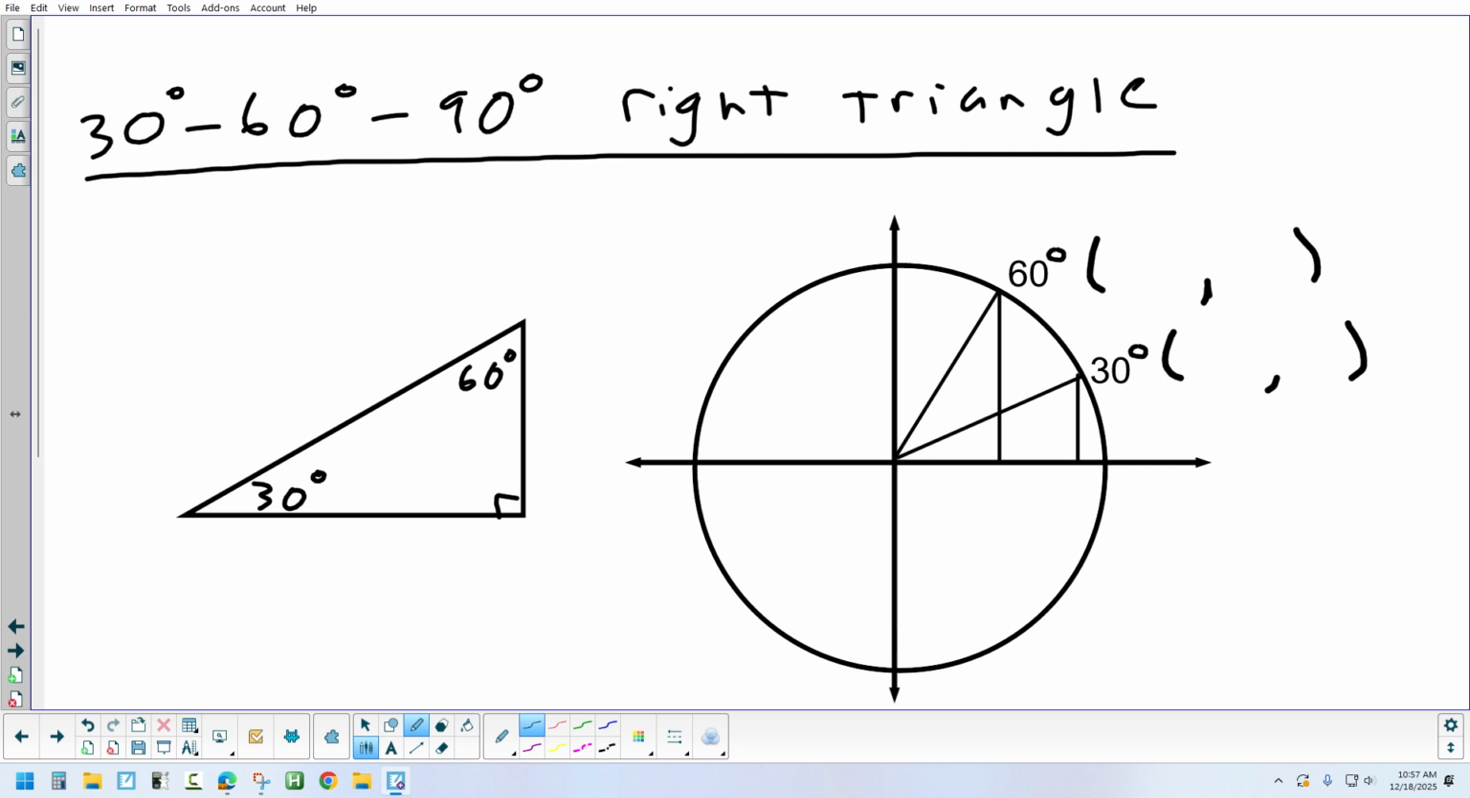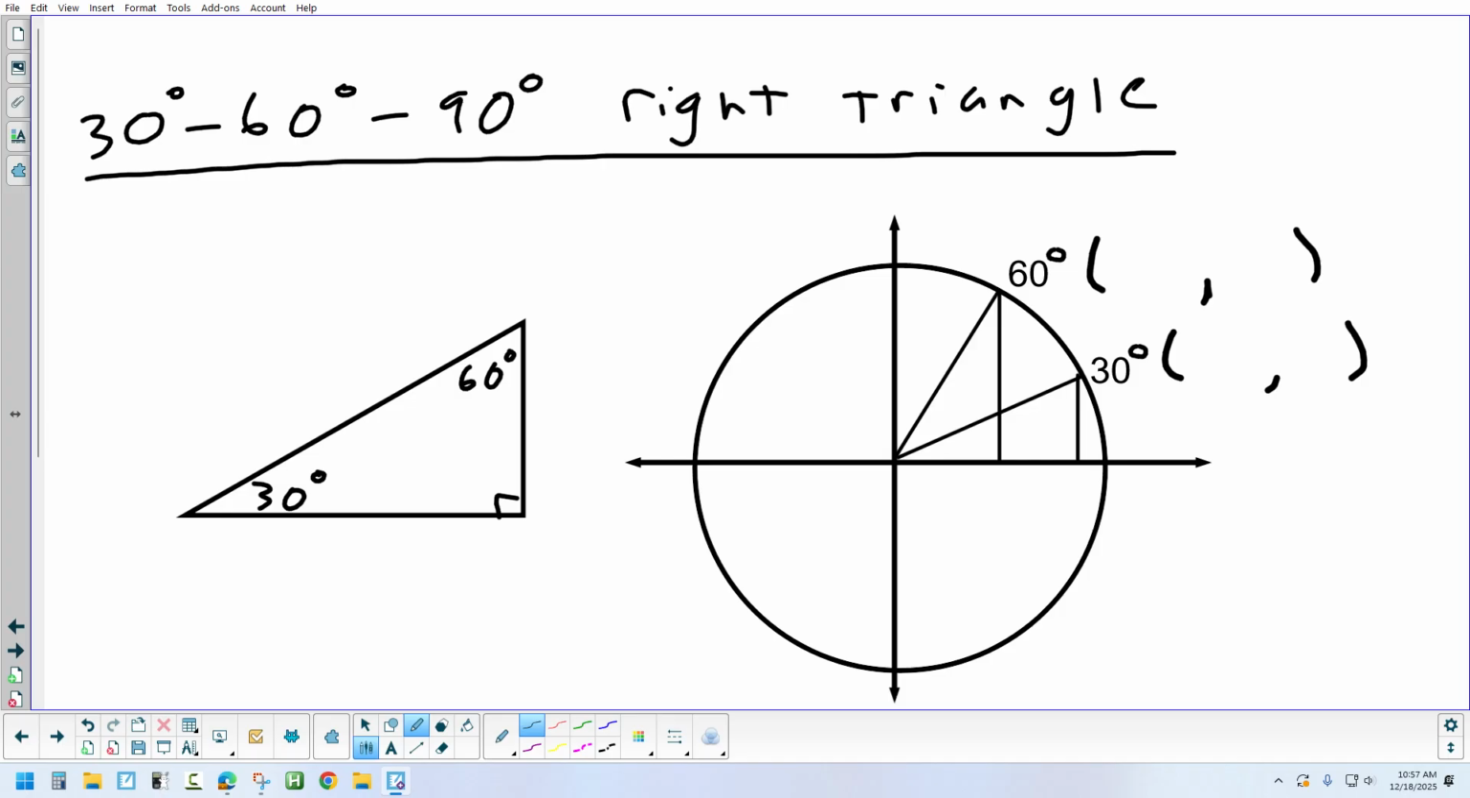Yeah. The bottom of the 30-degree triangle is 1. The bottom of the 30 is 1? No, the triangle. I don't think we know anything about the bottom. If we did, we'd already know the coordinate, the x value for the 30. There is something we know, yeah?